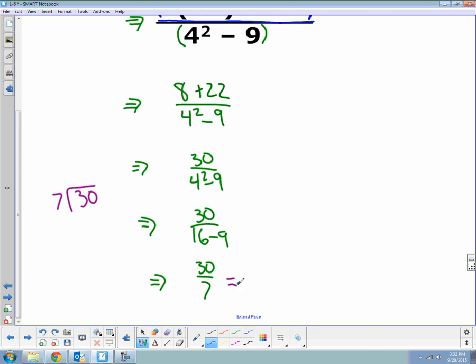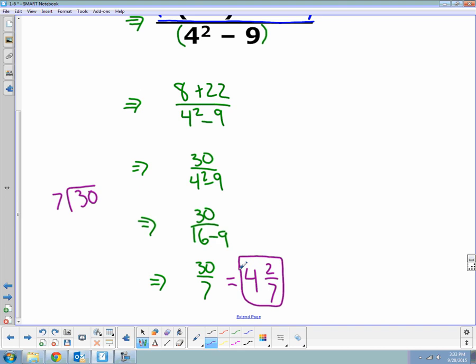30/7. 7 goes into 30 how many times? Well, 7 goes into 30, 4 times, and there'd be 2 left over. 7 times 4 is 28, plus 2 more is 30. So 30/7, you're done. That's a reduced fraction. And if we simplify it any further, it'd be 4 2/7.